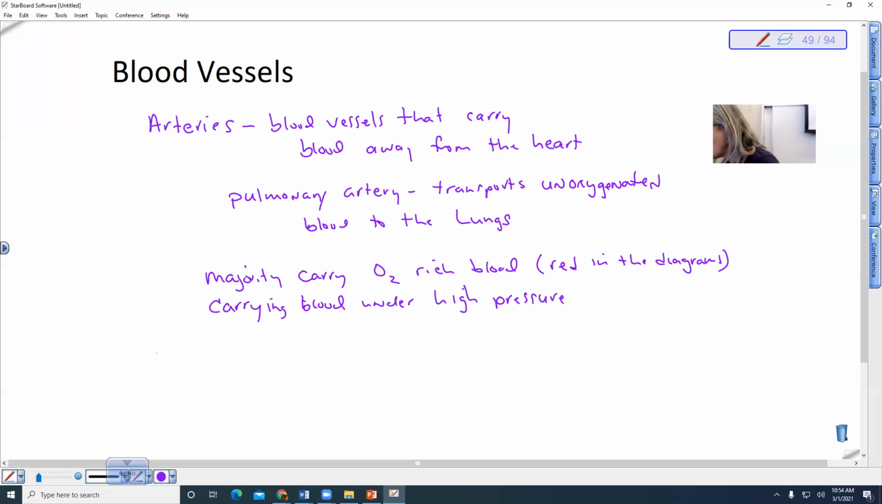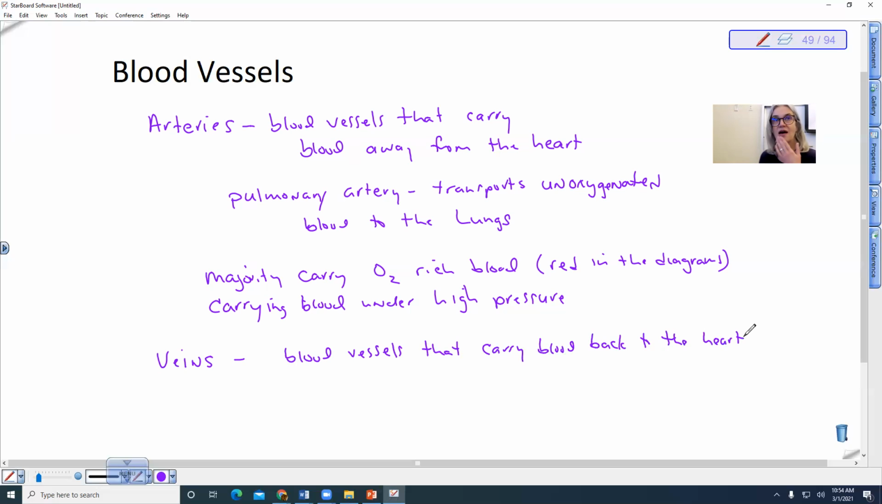We also have in our circulatory system veins, and these are blood vessels that carry blood back to the heart. Most of these are blue. They are carrying unoxygenated blood, except for the pulmonary vein. So the pulmonary vein transports O2 rich blood back to the left side of the heart, so then it can be pumped out by the left ventricle out into the systemic circulation.